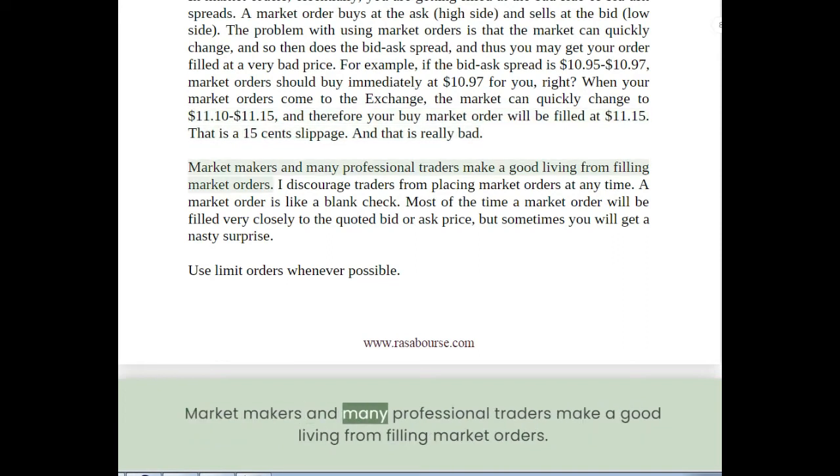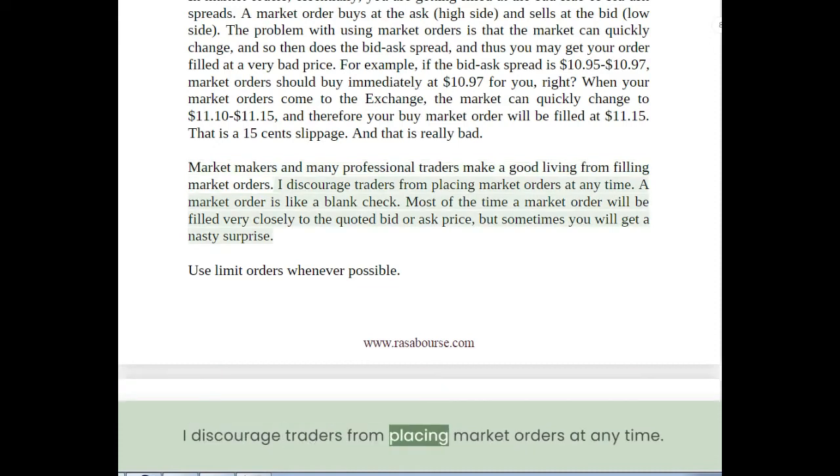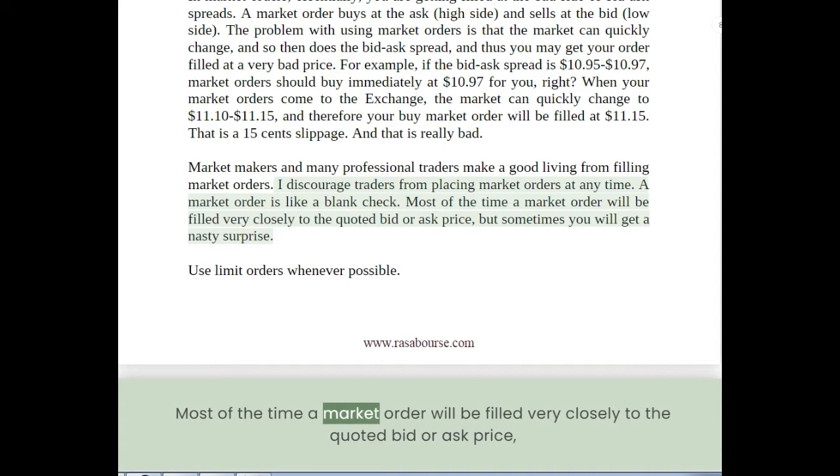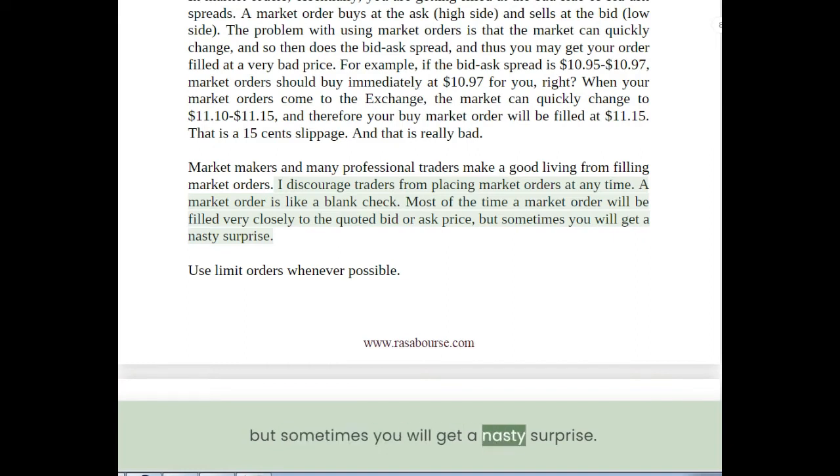Market makers and many professional traders make a good living from filling market orders. I discourage traders from placing market orders at any time. A market order is like a blank check. Most of the time a market order will be filled very closely to the quoted bid or ask price, but sometimes you will get a nasty surprise. Use limit orders whenever possible.